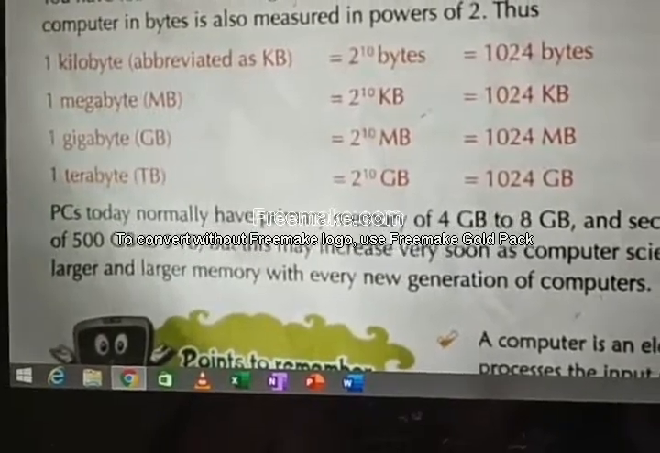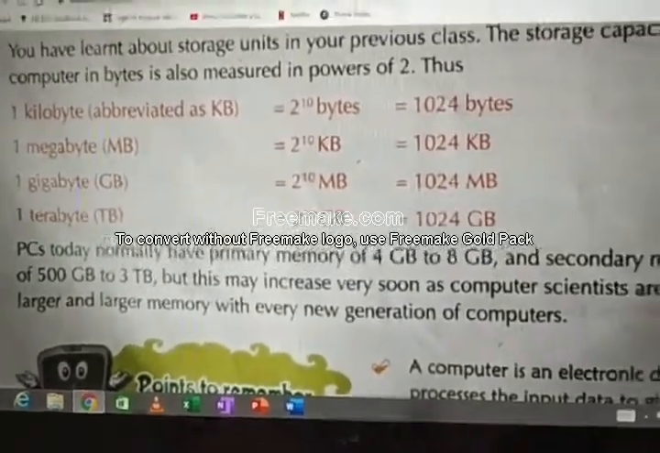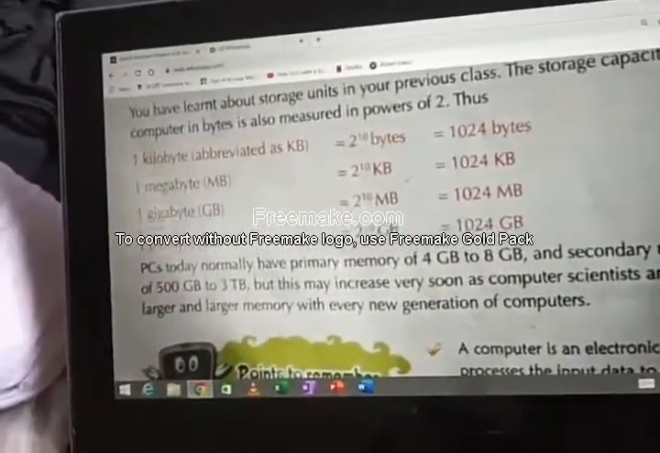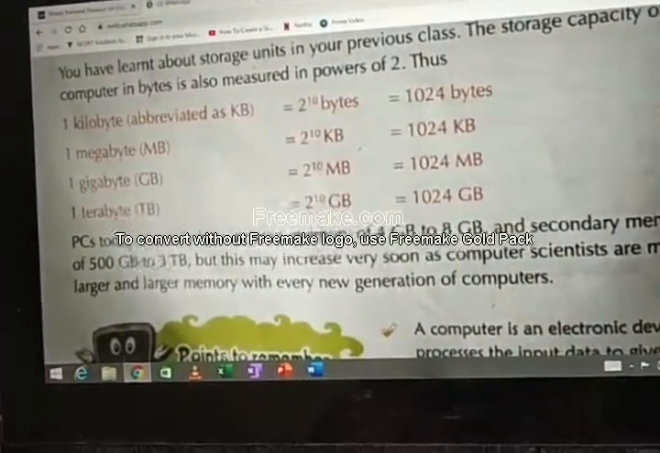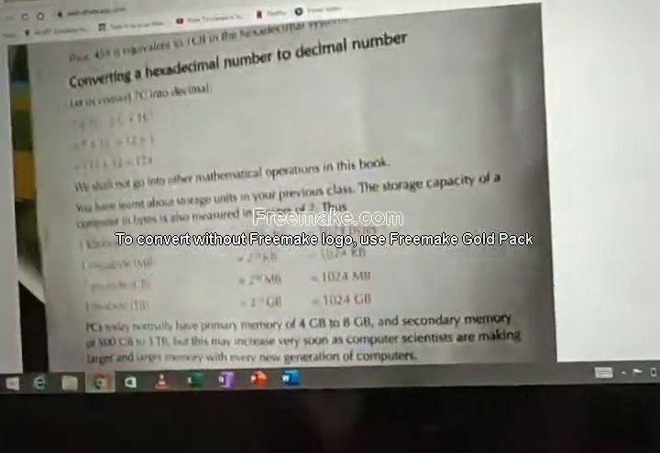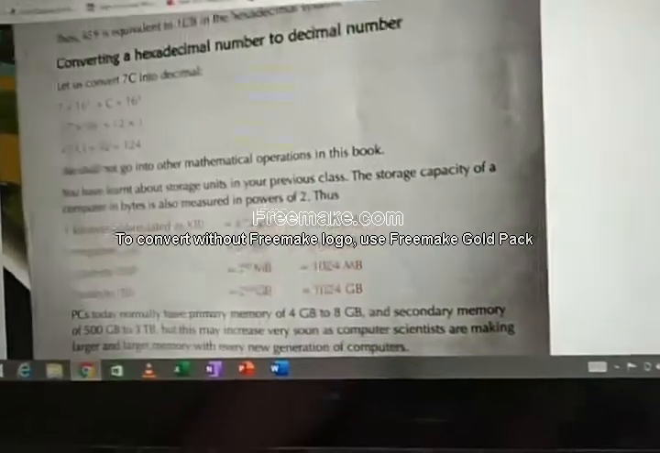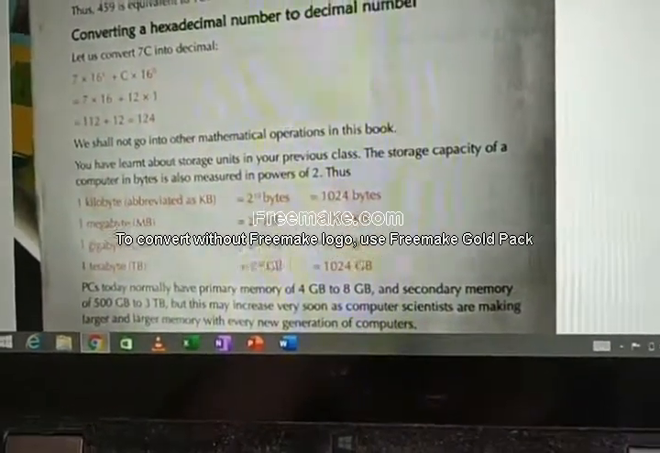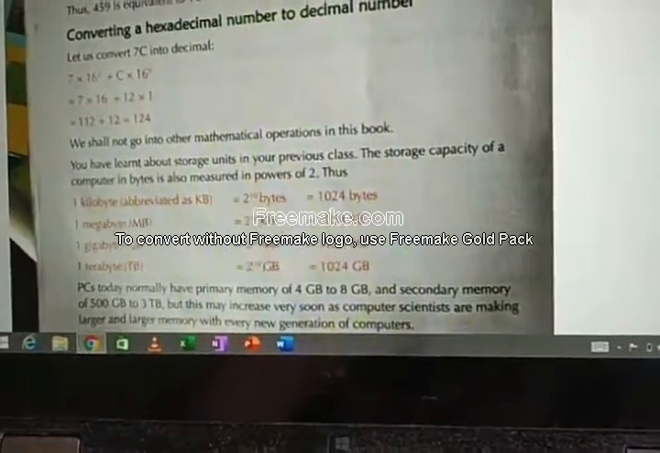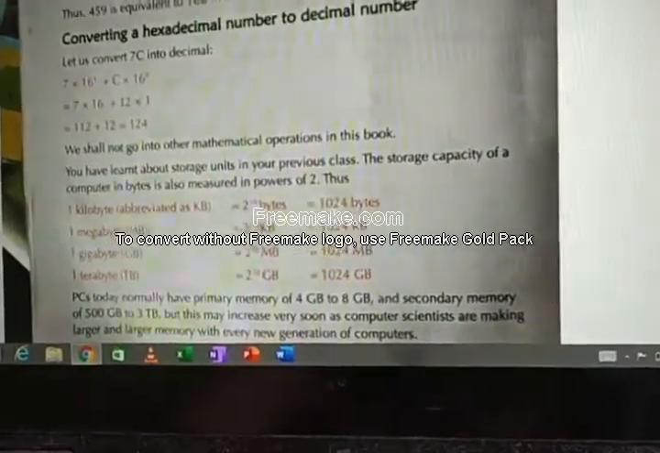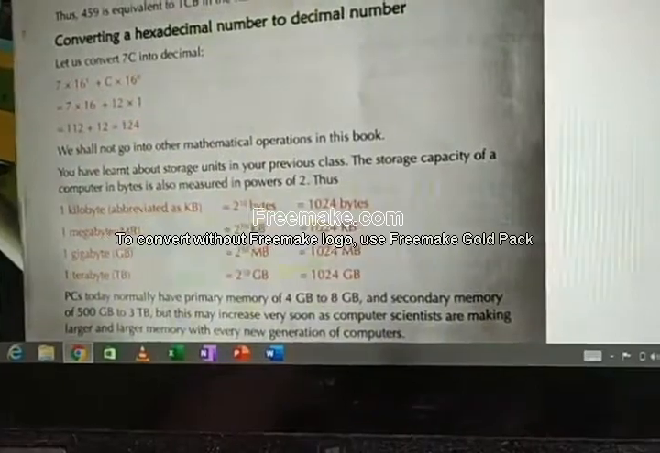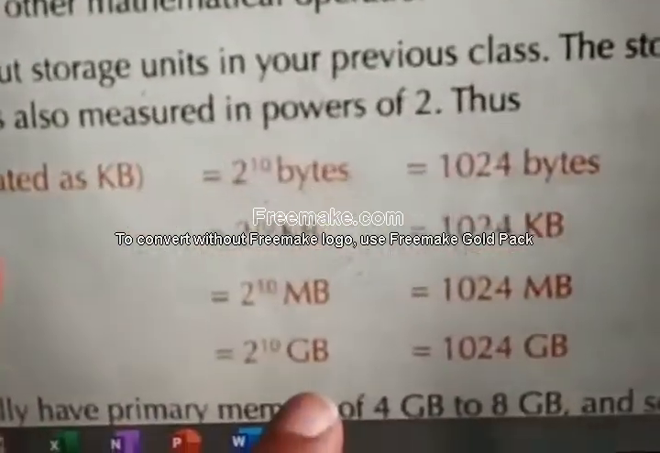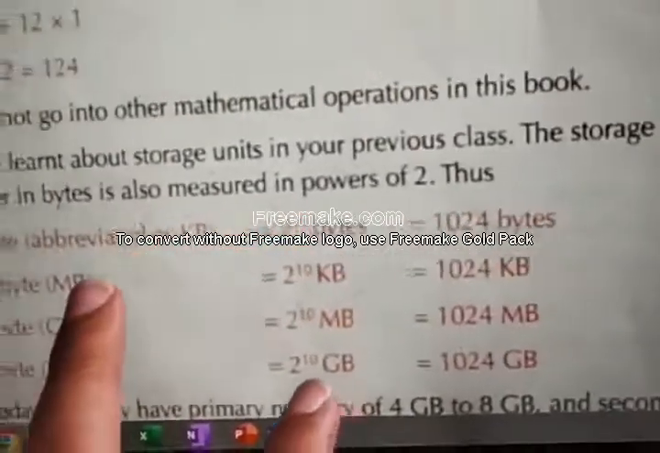PCs today normally have primary memory of 4 GB and 8 GB, secondary memory of 500 GB, 3 TB and so on. Nowadays you have very good memory space. You have 512 GB memory, so you can store more videos, more movies, more songs. All this can be done in present-day computers. But how is that memory allocation done? With the help of this process only.